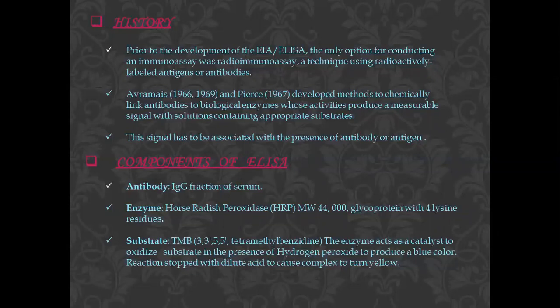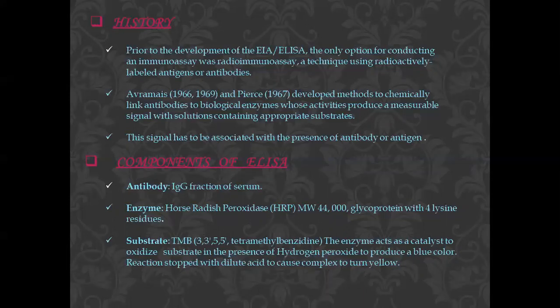Okay, so mainly this is Avrameas in 1966 and 1969 and P. Rees in 1967 who developed methods to chemically link antibodies to biological enzymes whose activity produces measurable signals with solution containing appropriate substrates. These signals have to be associated with the presence of antibody or antigens.